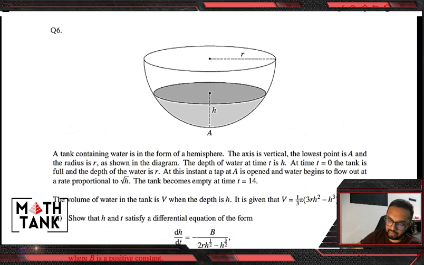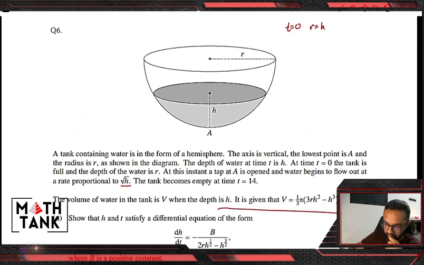So that's something that I need to be aware of: when time is 0, R is equal to h basically. So it's the same, the radius is the height, because it's a hemisphere. At this instant, the tap at A is open and the water begins to flow out at a rate proportional to root h. The tank becomes empty at time t equals 14. So it's losing water, so it's going to be negative. That's what I need to be aware of as well.